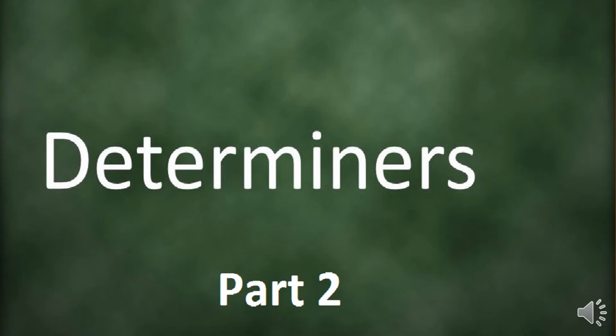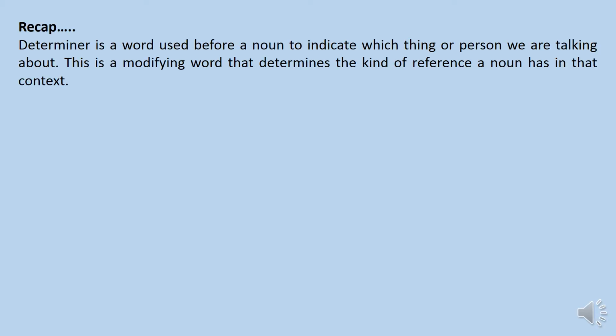In today's class, I'll continue with the topic determiners. In my last video, we started with determiners and let's have a quick recap of the content. Determiner is a word used before a noun to indicate which thing or person we are talking about. This is a modifying word that determines the kind of reference a noun has in that context.